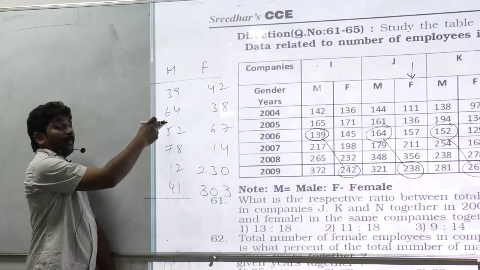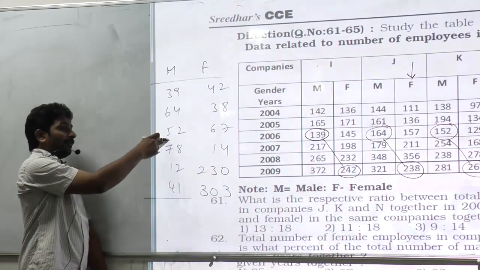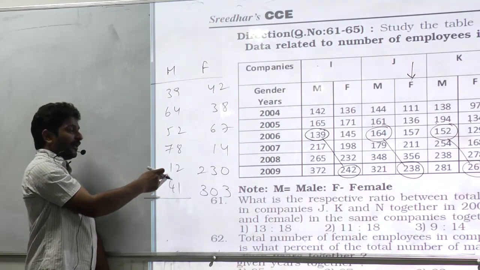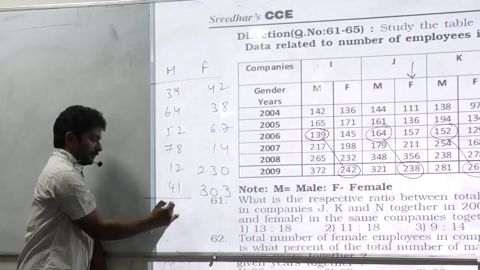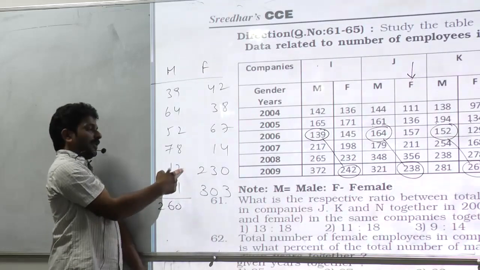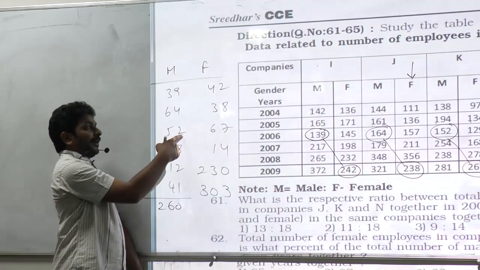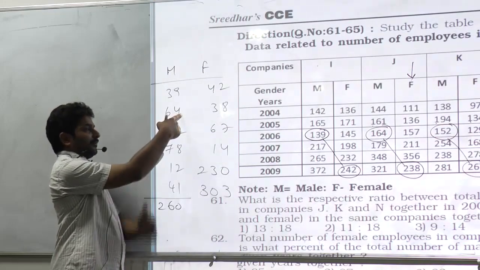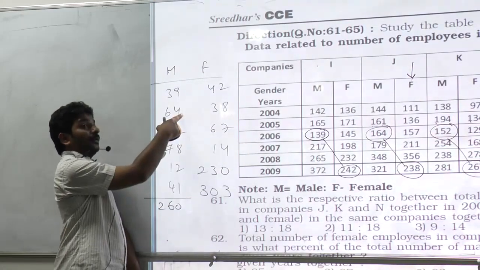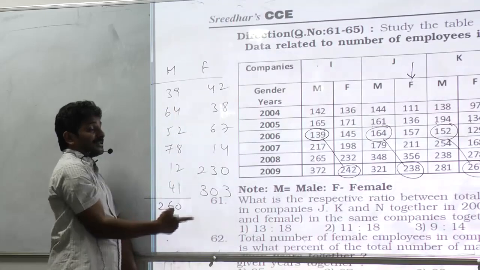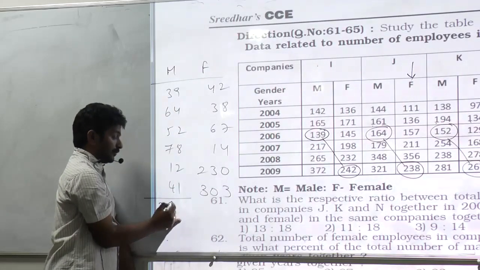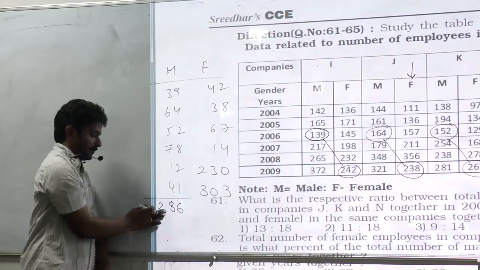30, 60, 90, 50, 140, 70, 210, 220, 260. 3, 11, 13. 13 plus 4, 17, 17 plus 9, 26. 286.